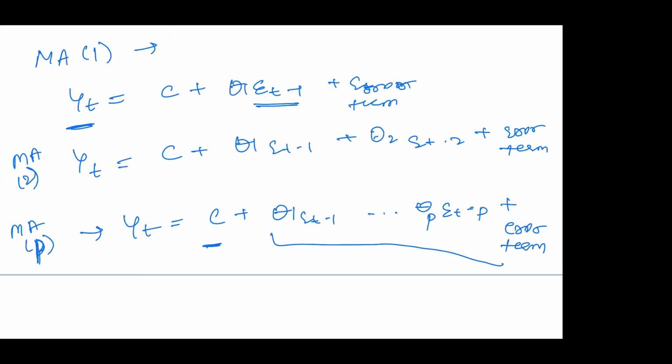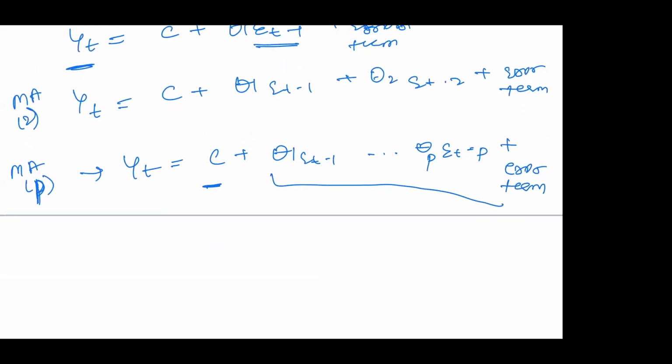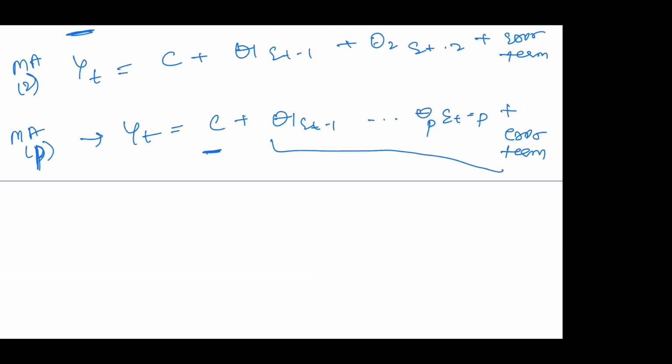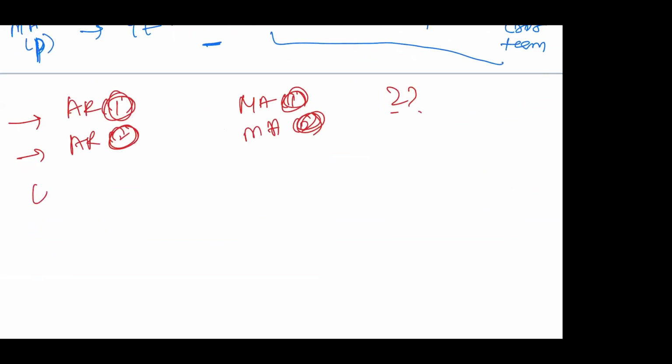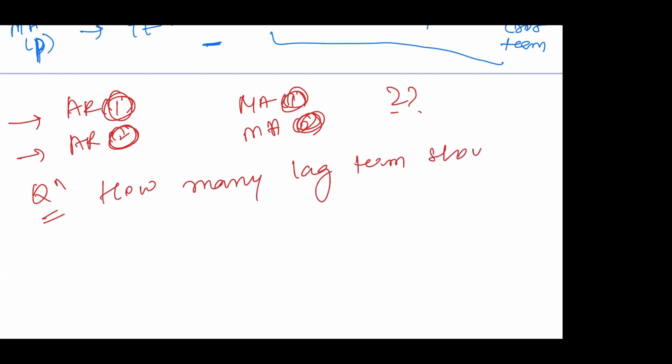So now your question might be, how will we analyze, should we consider, let's say, an AR1 model, AR2 model, or MA1 model or MA2 model, right? You might be thinking, how many lag terms should we take? So the question is, how many lag terms should be used in an AR or MA model? Anyone, any idea? You guys can unmute if anyone has an idea.